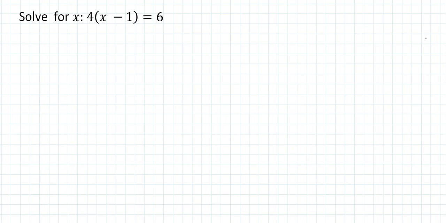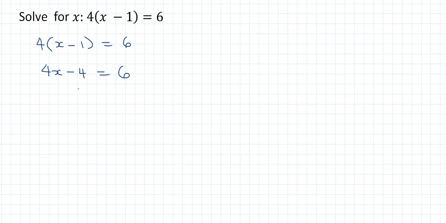So we have an example here. Remember, we have distribute. Let me write the equation: 4(x - 1) = 6. To distribute simply means to multiply every term in the parentheses by the number on the outside of the parentheses. So it's 4 multiplied by x, which is 4x, and 4 multiplied by negative 1, which is negative 4, equal to 6.